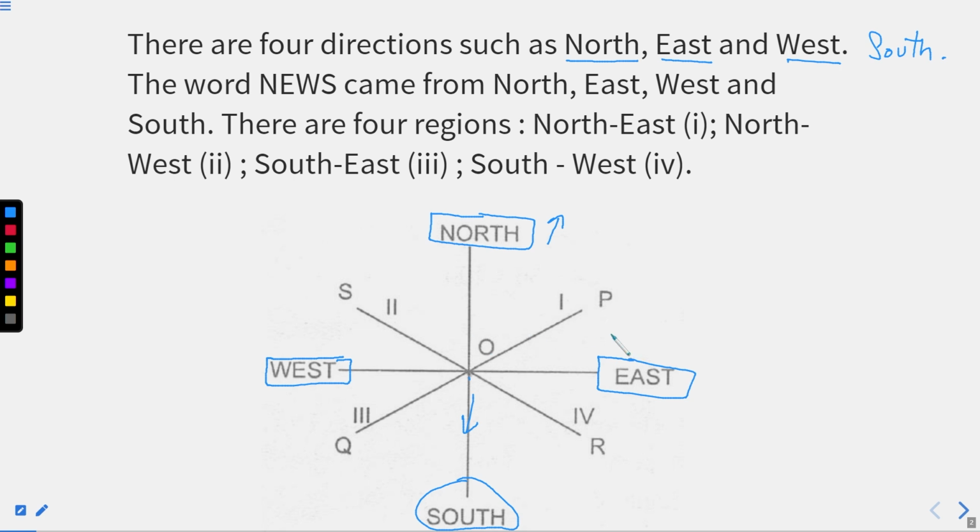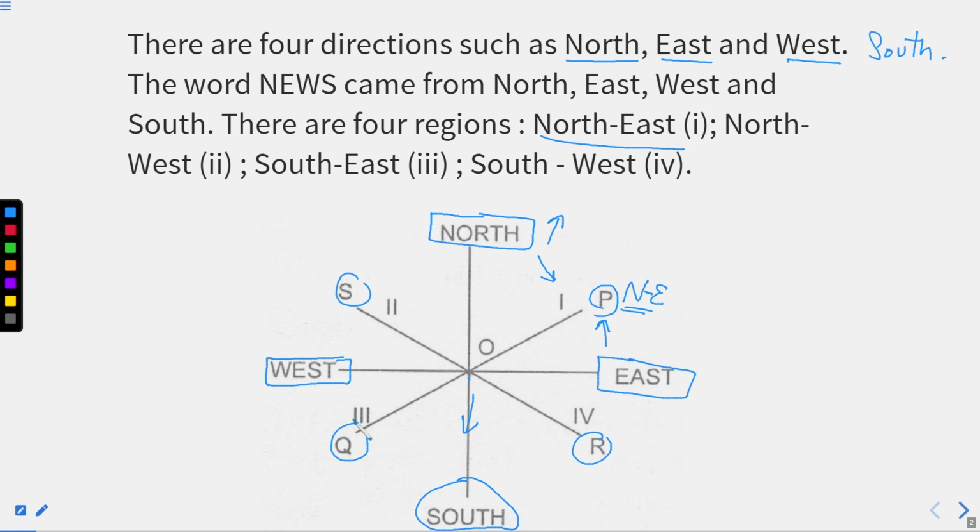Here you can see a few letters, that is P, Q, R and S. These four letters are written. So what are these four letters representing? You can see that they are basically representing a region. Which region? You know that the letter P is in between the north direction and the east direction. So we will call it northeast, or we can mark it as capital N and capital E, that is the northeast direction. I hope this part is clear, right?